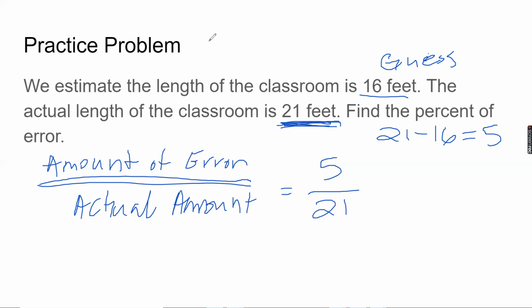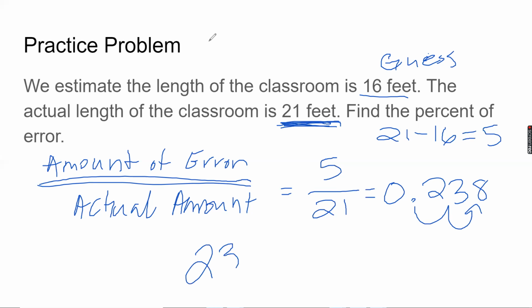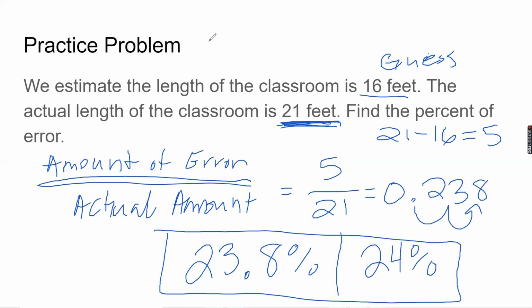Then in our calculator, we're taking 5 divided by 21. And we end up with 0.238. Again, this is a decimal. Make it into a percentage by moving over that decimal 2 times. And our amount of error was 23.8%. Or we could say that we were 24% wrong. So either one of those answers is acceptable because I did not tell you which way to write that answer.